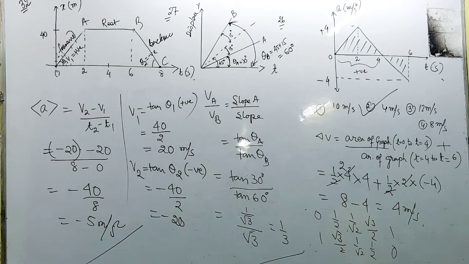Then he takes rest for how many seconds? 6 seconds, until 8 seconds. Next, for another 2 seconds, he returns with 10 meters. What is the total distance?